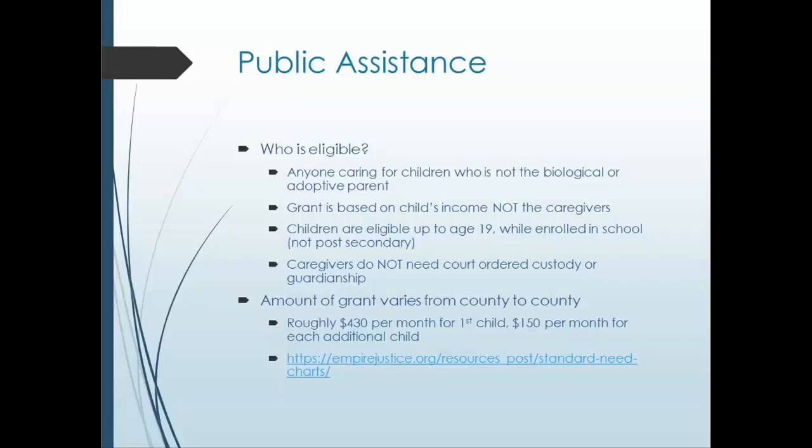The amount of the grant varies from county to county. It's roughly $430 a month for the first child and $150 a month for each additional child. And at the bottom of this slide, there is a link to the Empire Justice website that shows you county by county what the breakdown is. We encourage you, as always, to have caregivers connect with us so that we can walk them through it based on their county. But you'll generally see that downstate and Long Island have higher amounts of the grant simply because the cost of living is higher downstate.